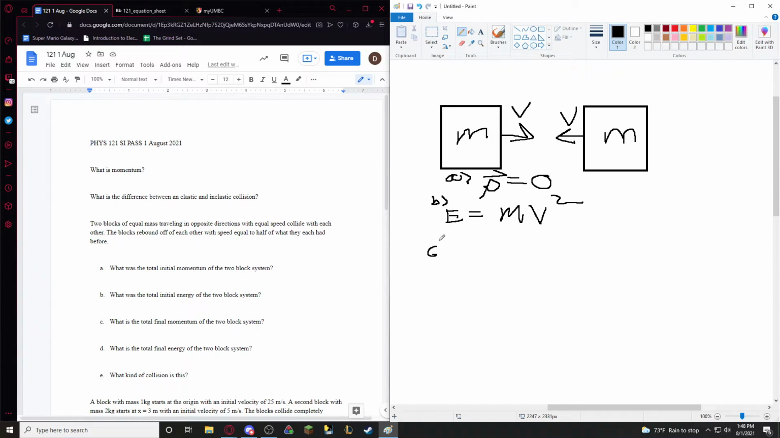So what's going to be the final momentum of this system? Well, given that momentum is conserved, it would be 0. Exactly. Momentum's going to be 0. But is momentum always conserved? Yep. Momentum is always conserved for every single collision ever.